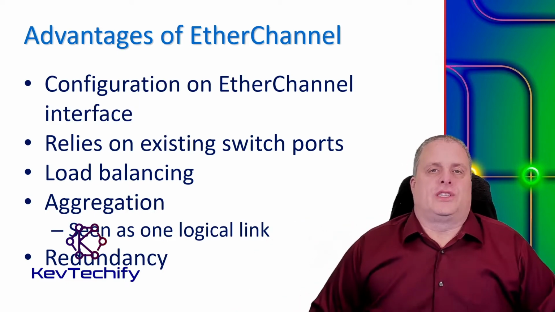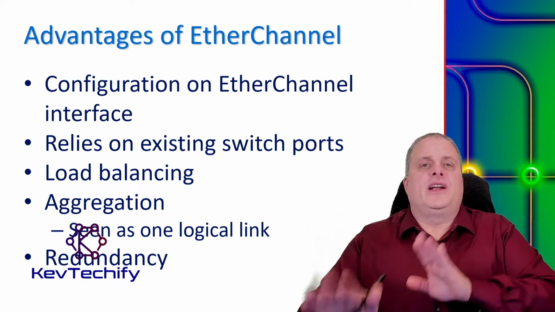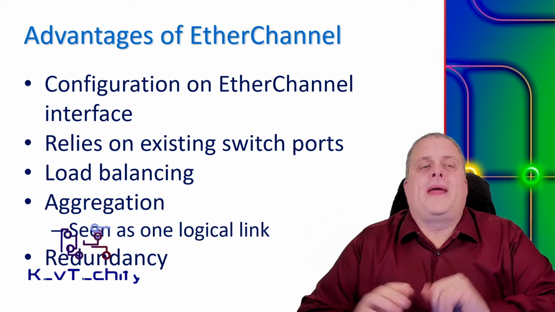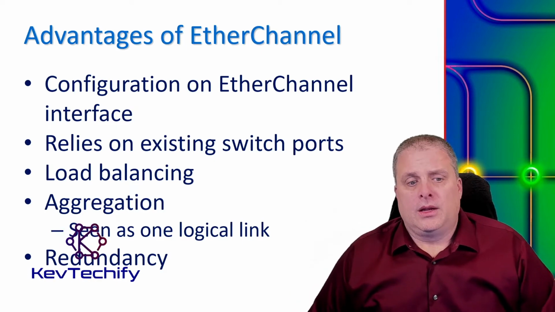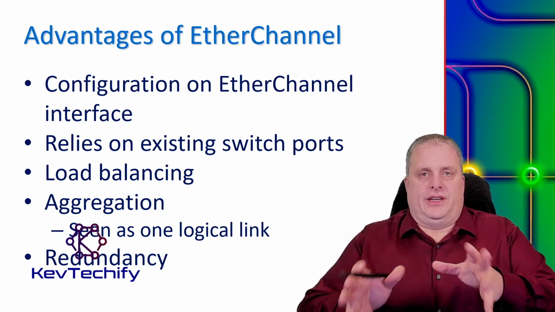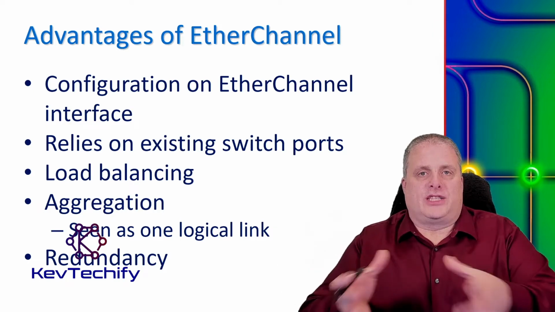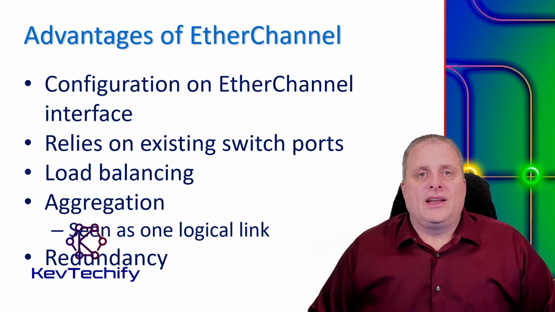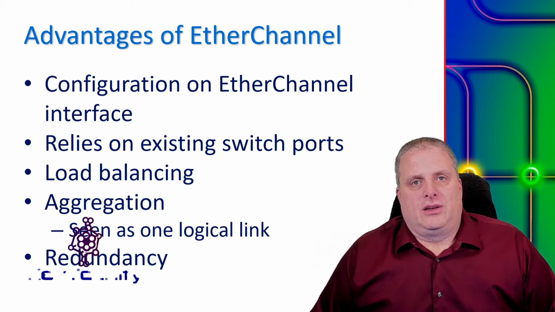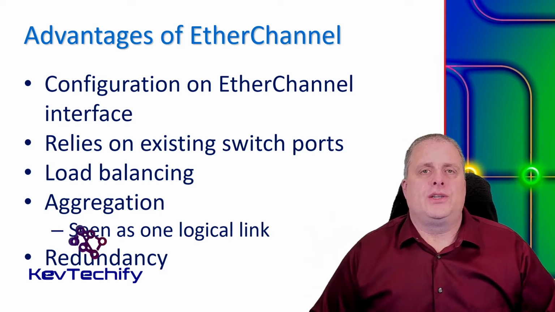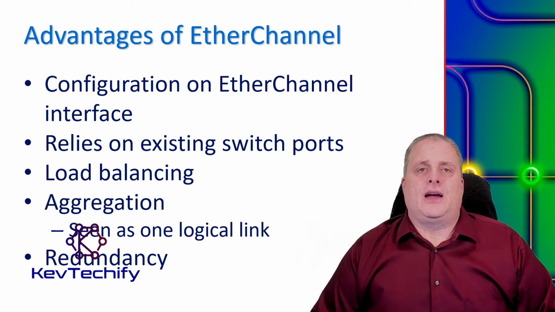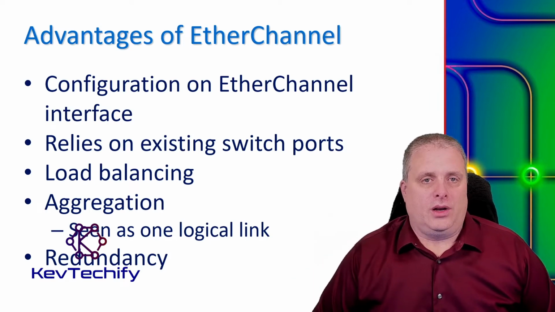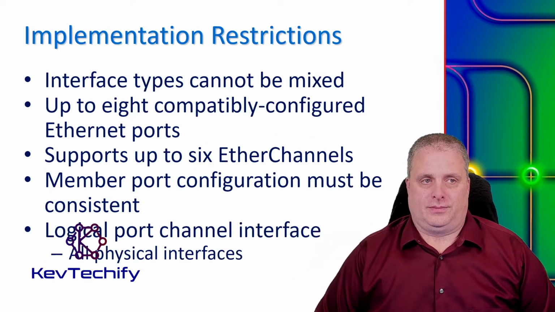It does load balancing between those connections. If you have 2 physical ports in your EtherChannel, it'll load balance between them. Talked about the aggregation: it's seen as one logical link, so STP, spanning tree protocol, won't block that. And then you have those multiple physical links in that one logical link. If one of those physical links goes down, your EtherChannel will still stay up. That connection will still stay up and running, so you have that redundancy there.